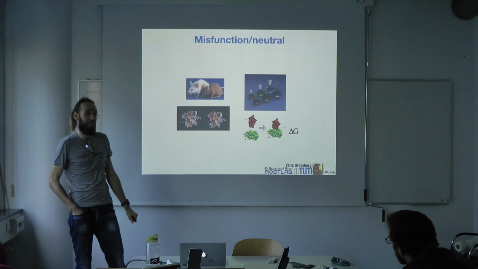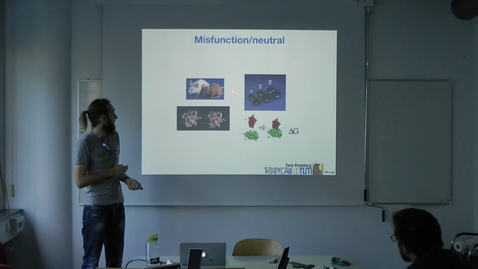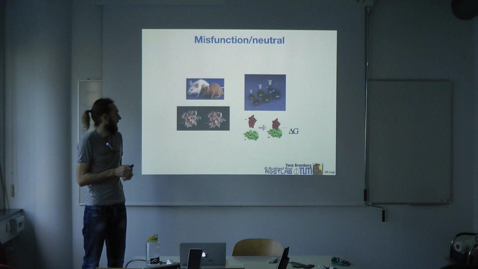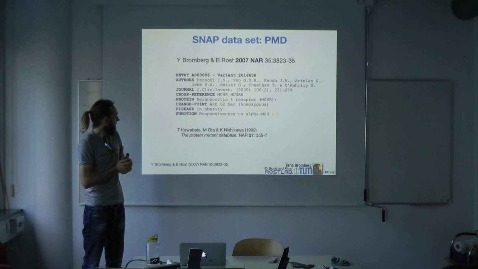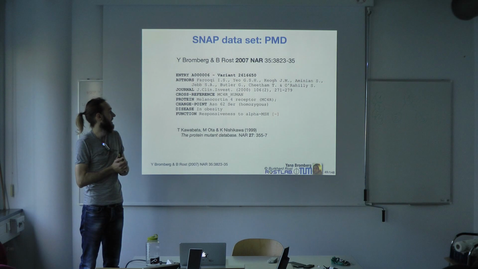Remember the slide we saw before of the different types of effect that variants can have? The idea behind SNAP was to integrate all of these kinds of effect into one predictor. So this is a large phenotypic change, and this is supposed to represent just a molecular function change, a change in the binding energy, and I don't know what these are supposed to represent. But the idea is all of these kinds of effect. And there was a database where variants were cataloged, and where these kinds of effects could be retrieved. The database is called the Protein Mutant Database, or PMD.